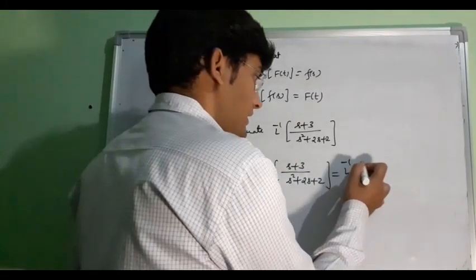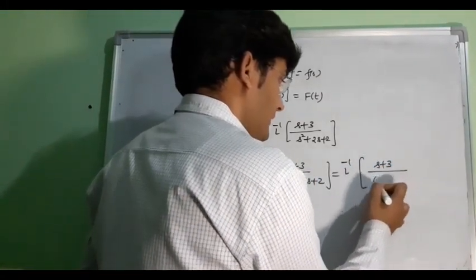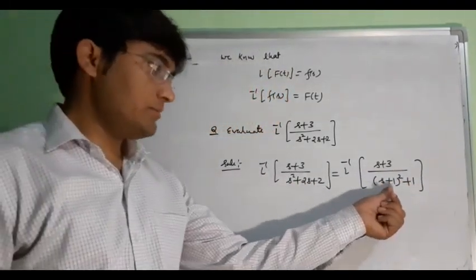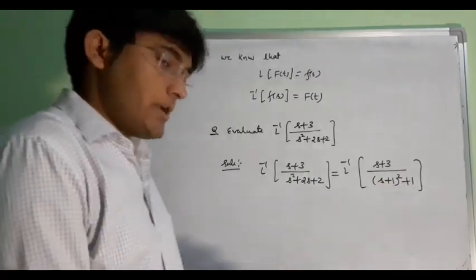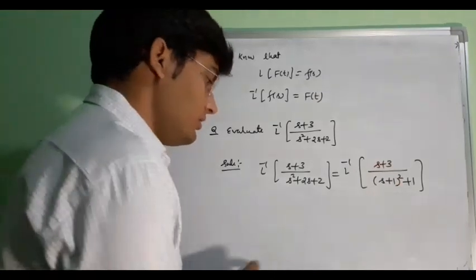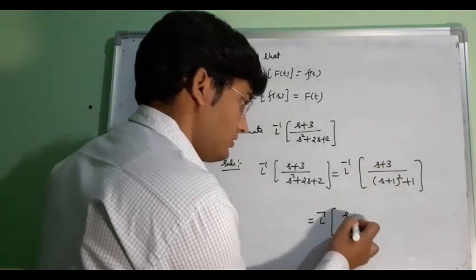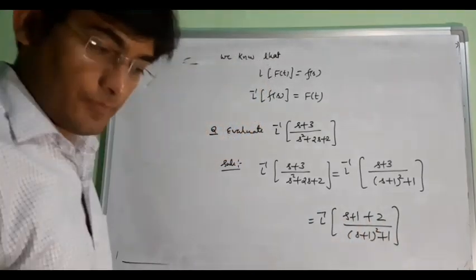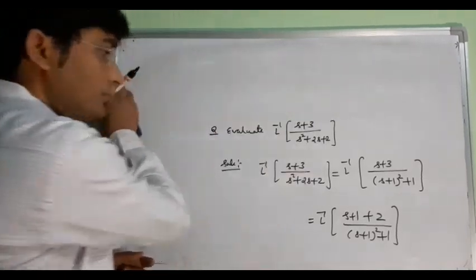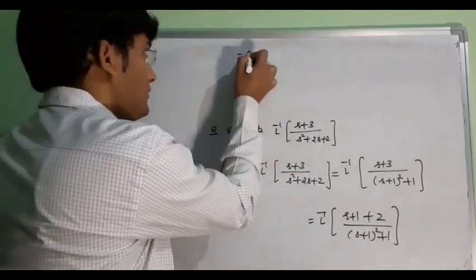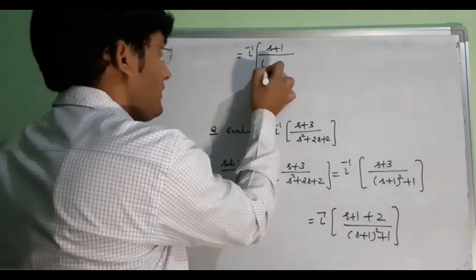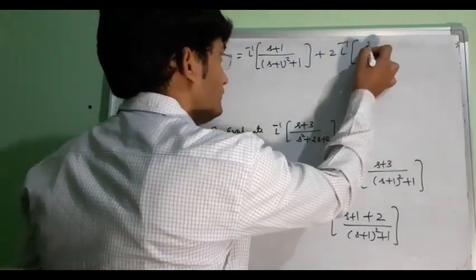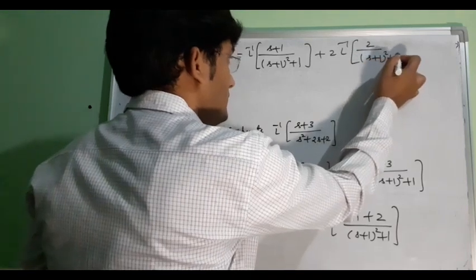The denominator can be written as (s + 1)² + 1. This is your (a + b)² + 1 form. Now we will try to convert this s + 3 in terms of s + 1 so that we can use the first shifting formula. So this is equal to Laplace inverse of (s + 1) upon (s + 1)² + 1, plus 2 times the Laplace inverse of 1 upon (s + 1)² + 1.